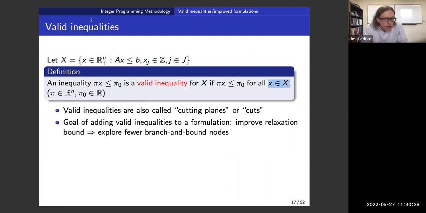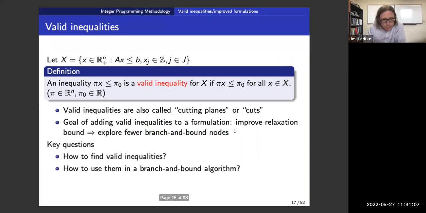You might have heard of these as cutting planes or cuts, but the whole goal of finding these inequalities and adding them to your formulation is to try to improve the relaxation bound. I add these inequalities, solve the relaxation with these additional inequalities included, and I hope that my bound is closer to the true optimal value. Ultimately, I hope that leads to exploring fewer branch and bound nodes so that we don't have an explosion in that term. So the questions people study in integer programming are how to find these valid inequalities, and then how to use them within a branch and bound algorithm.